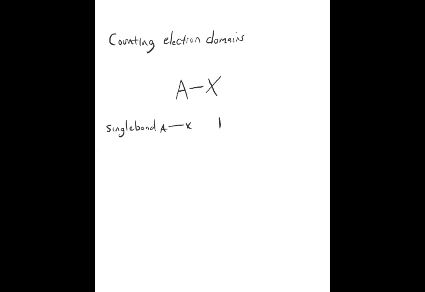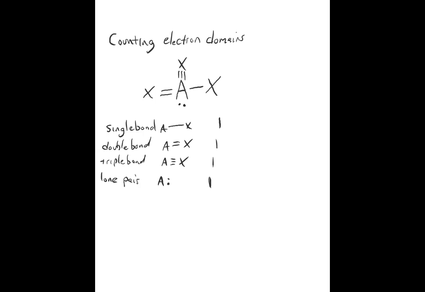If we have a double bond, that also counts as one. So a double bond counts as one electron domain. If we have a triple bond, that counts as an electron domain. And if we have a lone pair, that counts as one electron domain. So be careful. When you're going through these problems, make sure that you don't count a double bond as 2 electron domains or a triple bond as 3 electron domains. A double bond is 1 and a triple bond is 1.